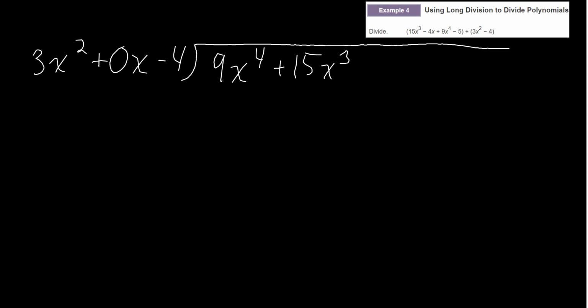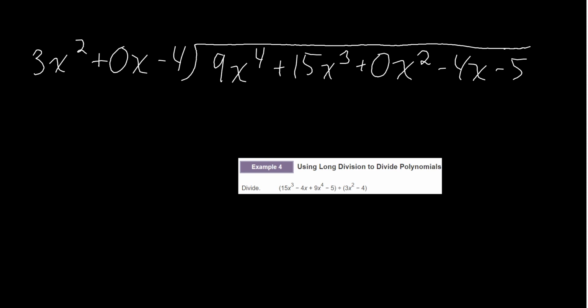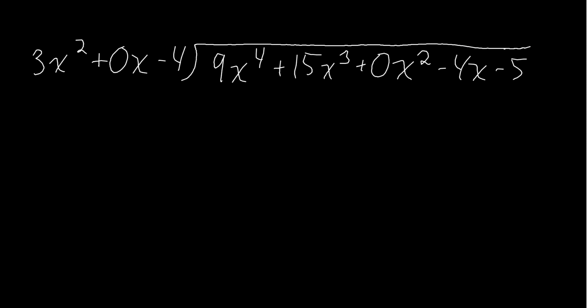There is no x squared though. So what do I have to do? I need to put an x squared there. So plus 0x squared, and again, you'll see why in a moment. And then minus 4x, and then minus 5. Since I put all that in there already, I'm going to get rid of this problem because I need that space up top. All right, so long division of polynomials. Here we go.